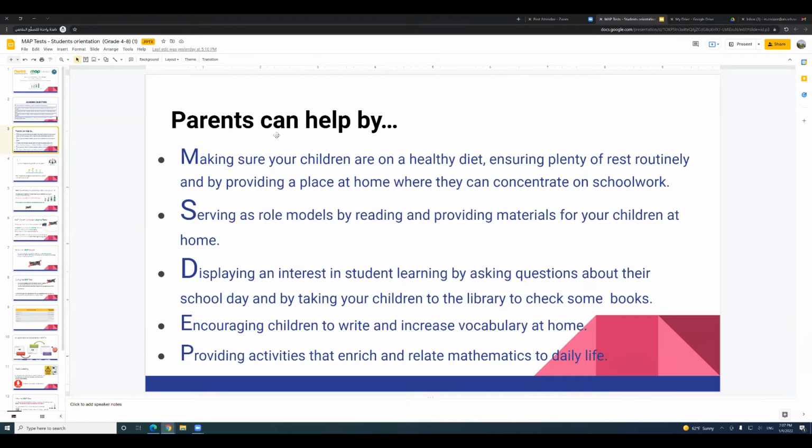The parents can help by serving as role models, by reading and providing materials for your children at home. Make a habit out of living through reading. Consider cookbooks, television manuals, online magazines, and cereal boxes. They can help by displaying an interest in student learning, by asking questions about their school day, and by taking them to the library to check out books.